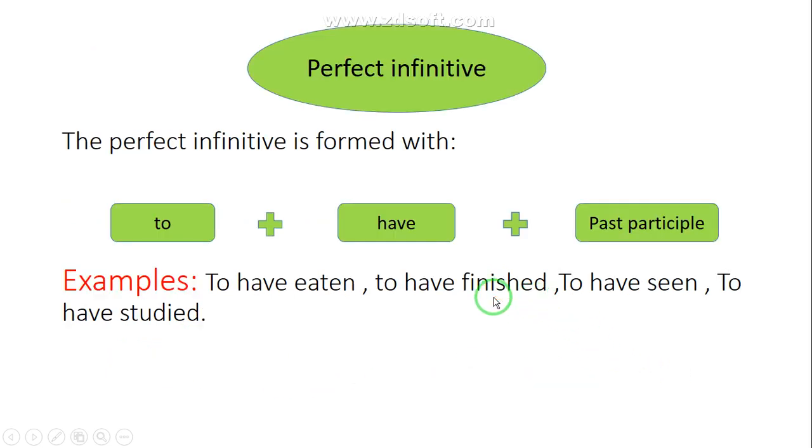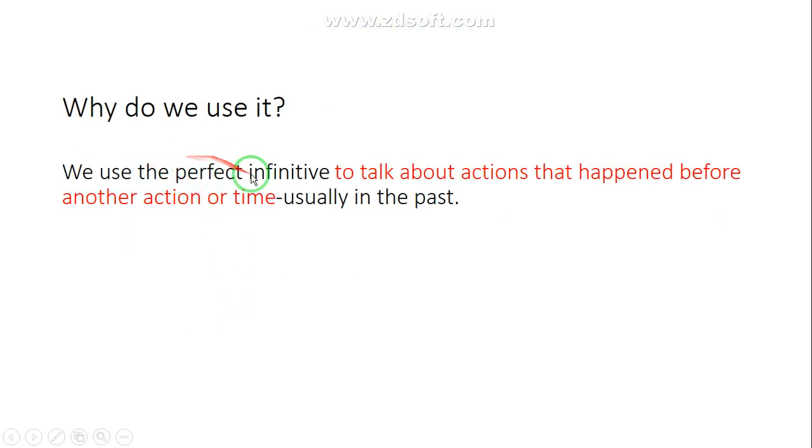Let's go to the next one, perfect infinitive. The perfect infinitive is formed with to plus have plus past participle. Examples: to have eaten, to have finished, to have seen, to have studied. So, these are its examples. Why do we use it?